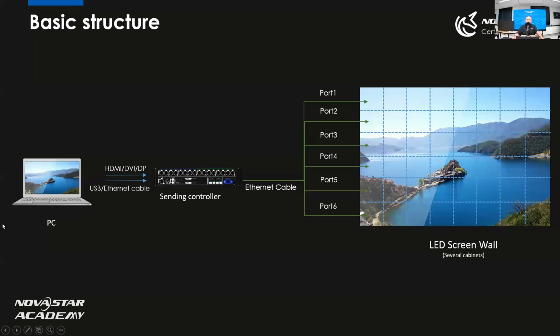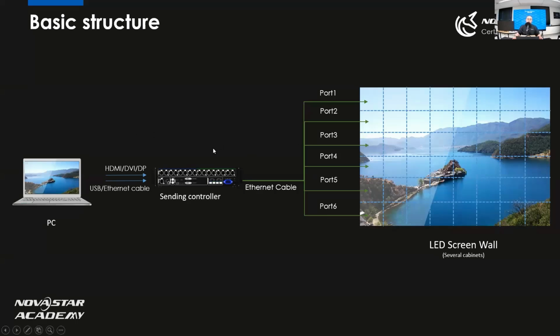We can see here we use an HDMI, DVI or DisplayPort cable to provide the video source from the PC to the sending controller. The PC also acts as the console. We use a USB cable or an Ethernet cable to provide the control signal to the controllers. So the PC provides the video source and the control signal. Then we have the sending controller, which receives the image signal from the computer and transfers it to a form that can be shown on the LED screens.